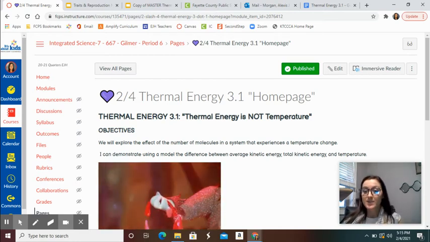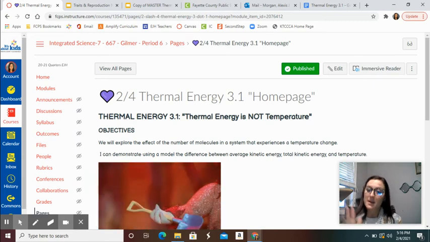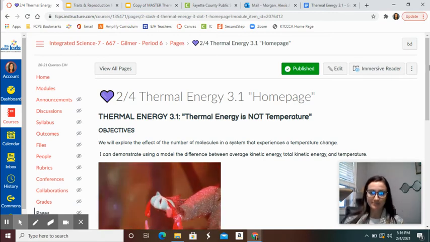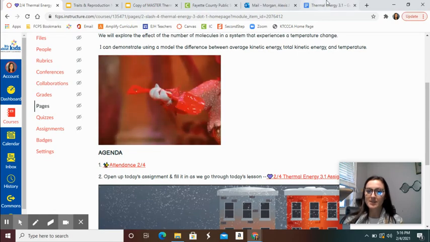Vice versa, if something's cold, those molecules are not moving fast, so they're going to register a lower temperature. And since they're moving slow, they're not going to have as much kinetic energy either, because there's not a lot of movement. But we're going to throw a wrench in this whole thing with thermal energy because it's a little different. So scrolling down, click on today's assignment.